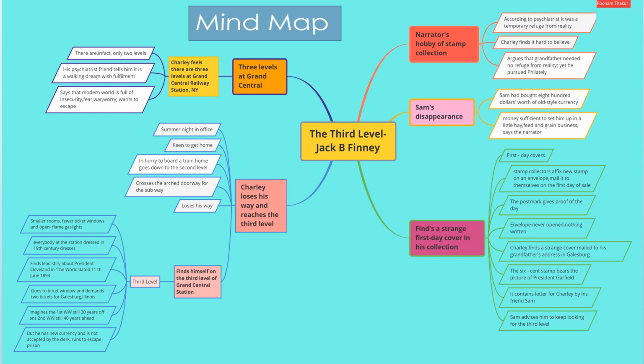Let's focus on my mind map of The Third Level. The Third Level is written by Jack Finney and it belongs to the genre of sci-fi fiction. Grand Central Station of New York has two levels, but Charlie, a 31-year-old dweller of the city, talks about there being three. Not only does he believe in the existence of this hypothetical third level, but he also claims to have been there.